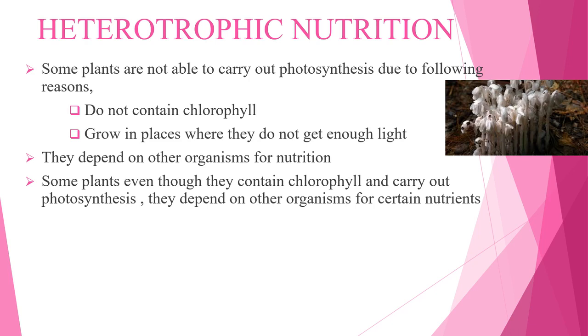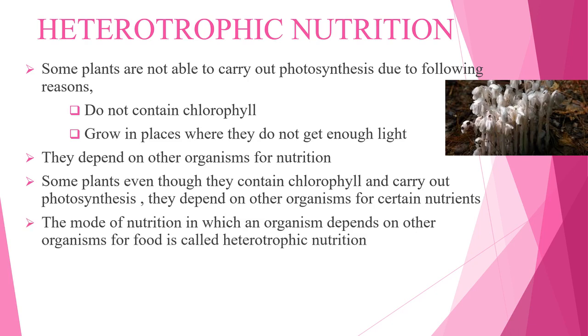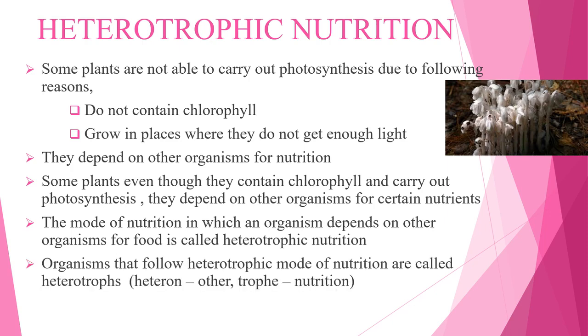Second case is some plants have chlorophyll and carry out the photosynthesis process, but they depend on other organisms for certain nutrients. The mode of nutrition in which an organism depends on another organism for food is called heterotrophic nutrition. Organisms that follow the heterotrophic mode of nutrition are called heterotrophs. Examples of heterotrophic nutrition are non-green plants.